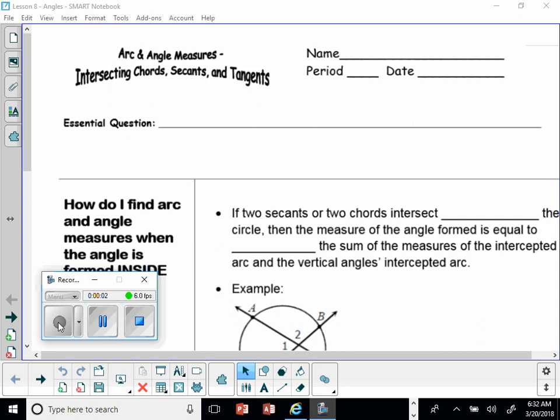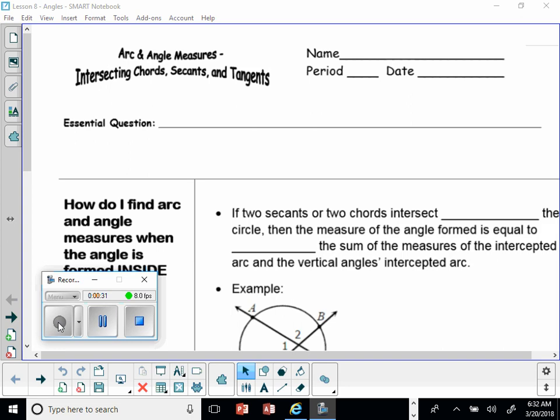We continue looking at angles and arc measures in circles. In lessons 2 and 3, we looked at angles that were formed only inside the circle. We looked at central angles, where the vertex is on the center, and inscribed angles, where the vertex is on the circle. Now we're going to look at angles that are formed by chords, secants, and tangents.